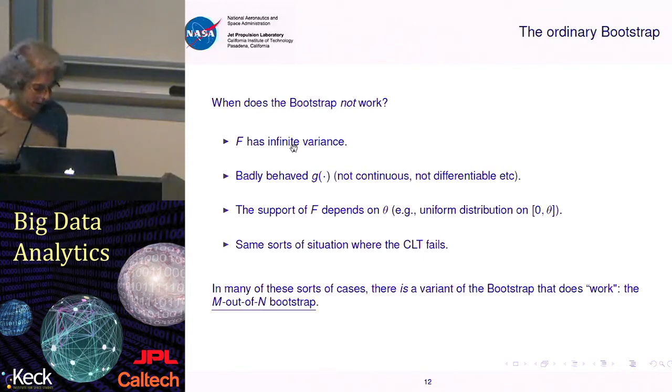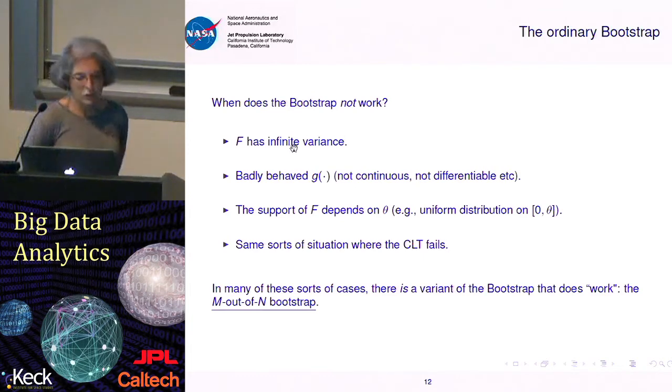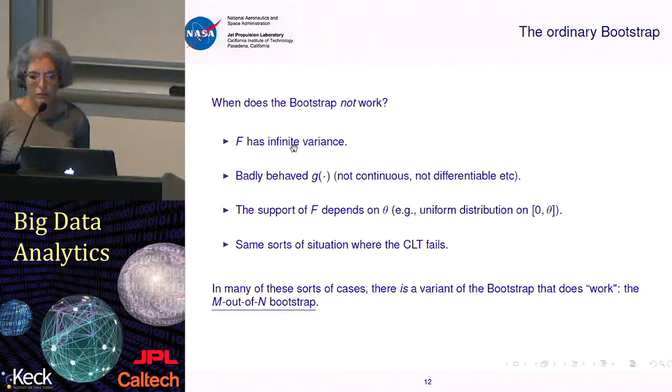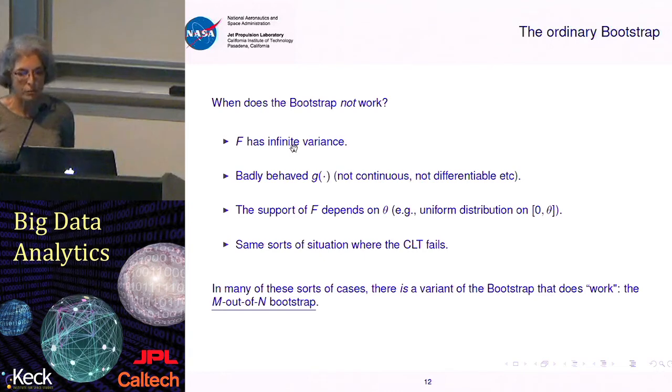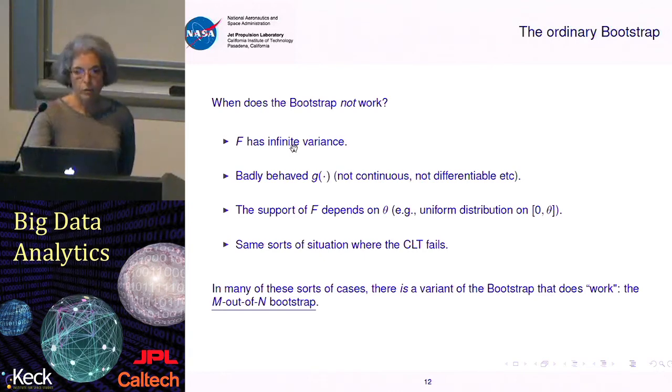Now, what can we do about it? There has been a new development relatively recently, meaning in the last 20 years, where we have something new called the M out of N bootstrap, which can fix some of these problems for some situations. And I think we are going to look at that now.